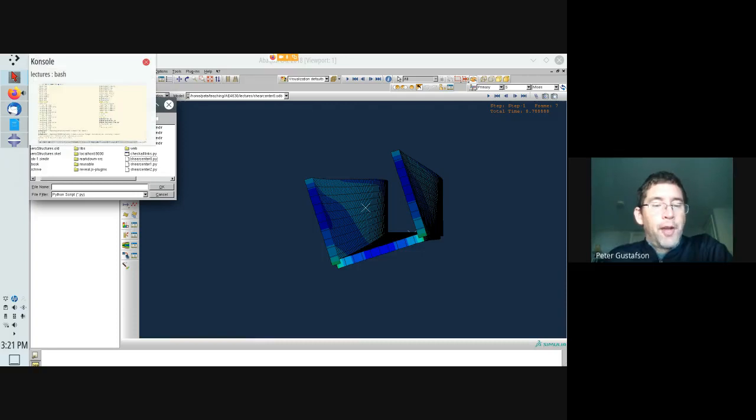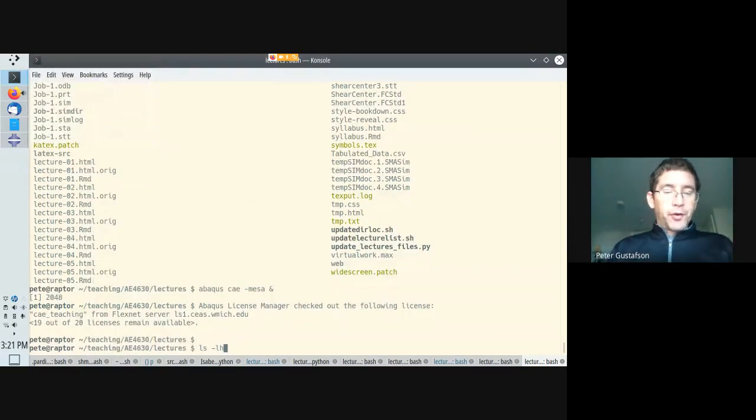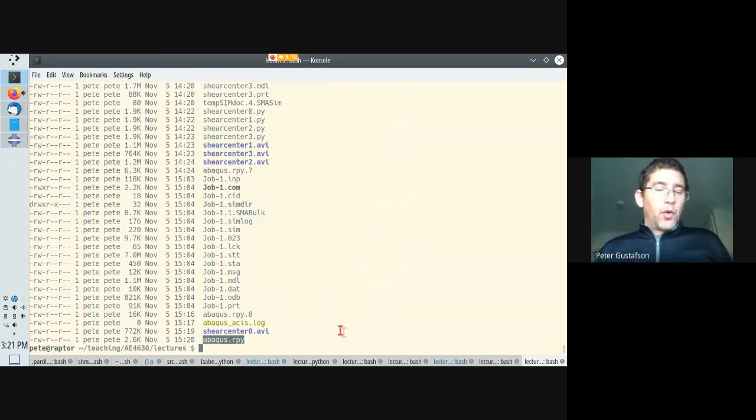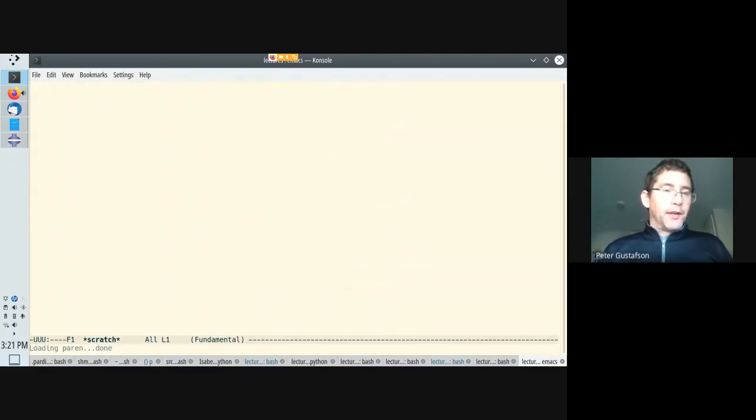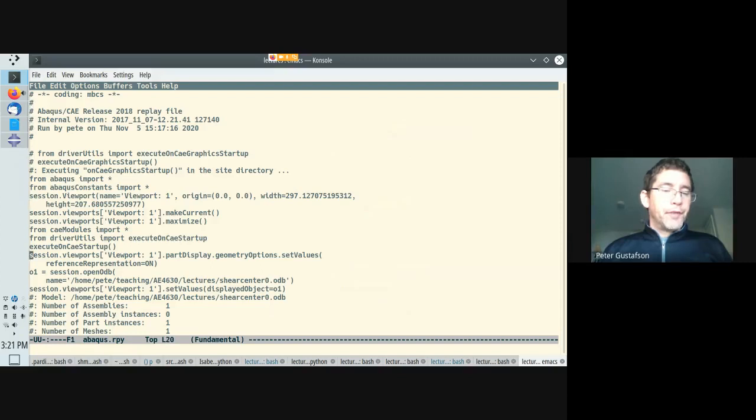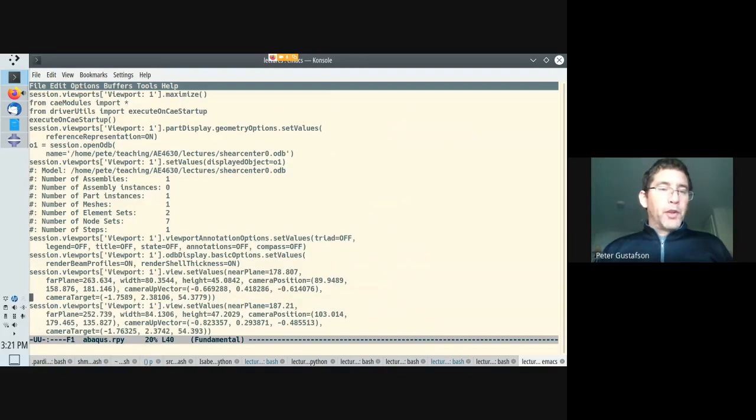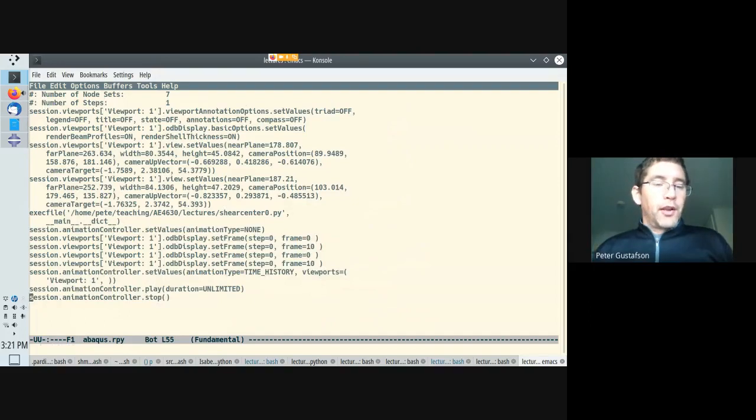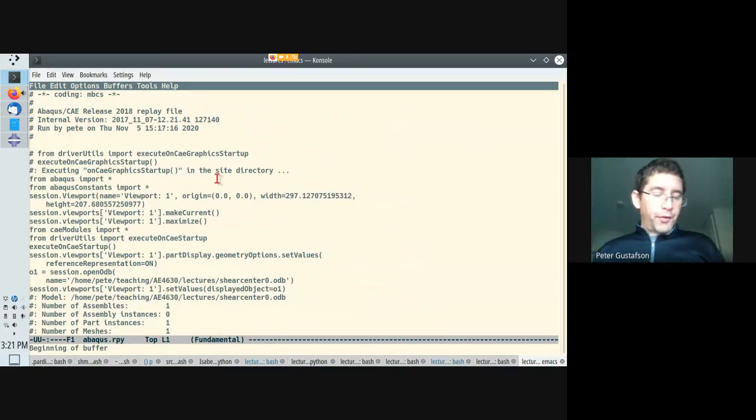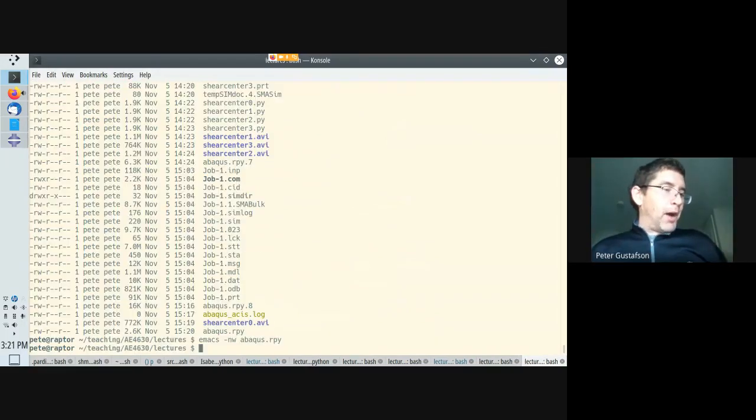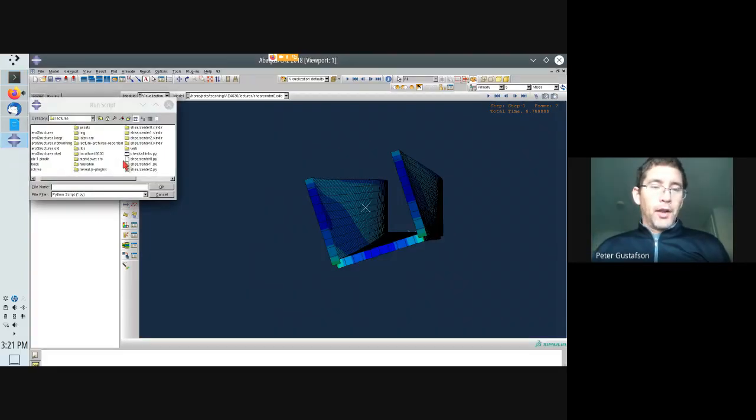This is slightly tangential, but every time you run Abaqus in the directory that you're working in, it creates what's called a replay file. And if you look at this replay file, it's Python. Then you can repeat what you've done in your post-processing using a Python script, and that can automate comparison of different models. If you want to compare model A to model B, you can run this Python script to create a very uniform comparison.